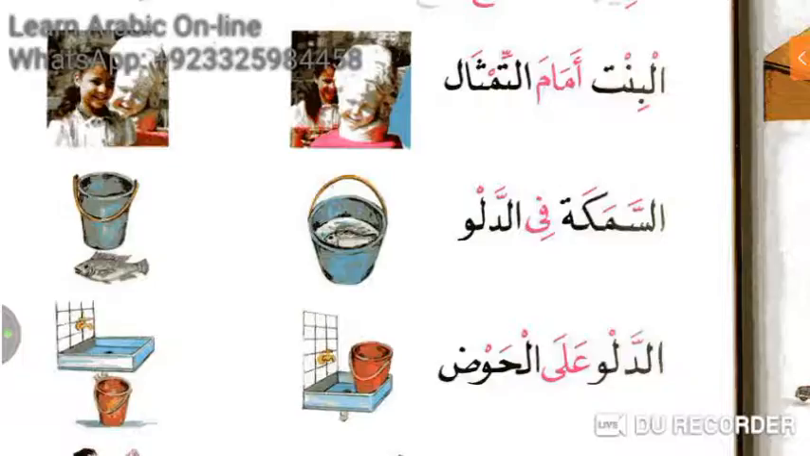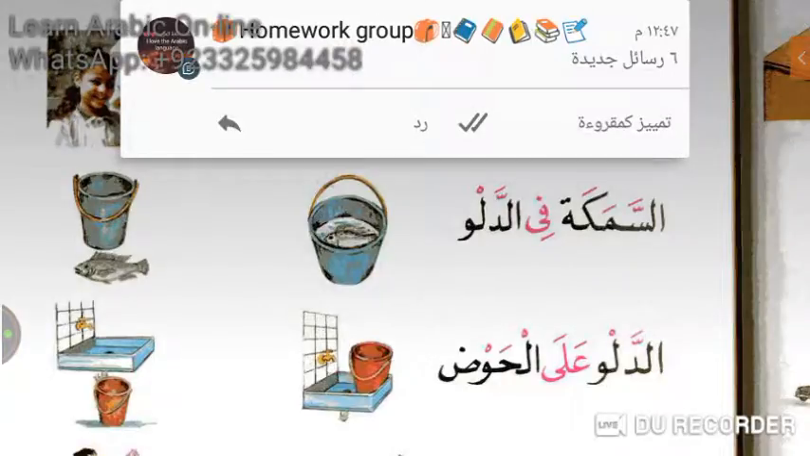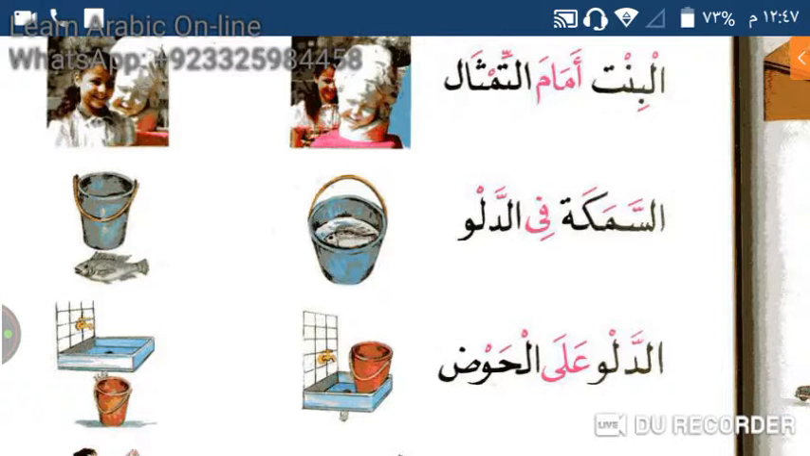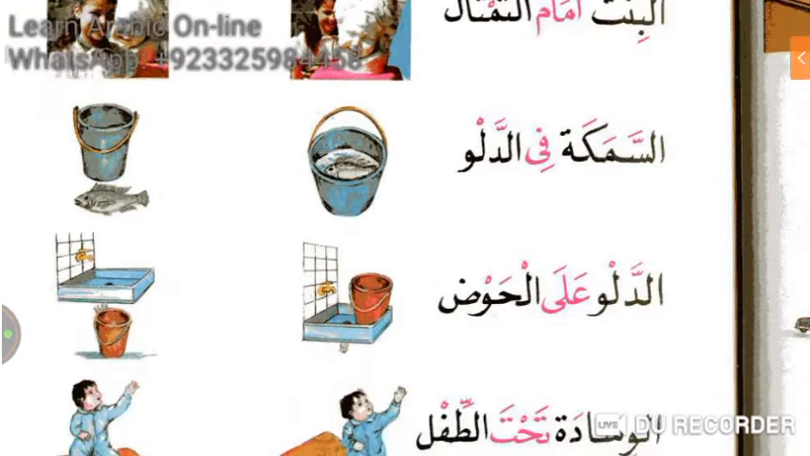Albintu amama altimthali. Albintu means the girl, amama means in front of, altimthali the statue. The girl is in front of the statue. Now you see two pictures. Which picture is correct? The girl is in front, that is the picture on the left. So you will put a tick symbol on that picture, okay? Do this with all the other pictures also.